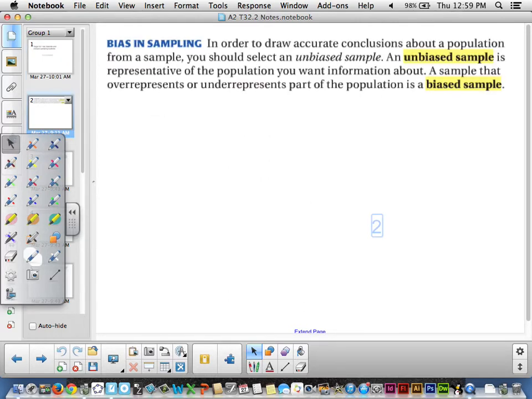What is bias? Well, a bias is when you have a population, you take a survey, and the way you survey it, you get a certain part of the population that gets more represented than another part of the population. The definition says a sample that overrepresents or underrepresents part of the population is biased. So with your sampling techniques, you want to come up with ways to not overrepresent certain subpopulations in your population.